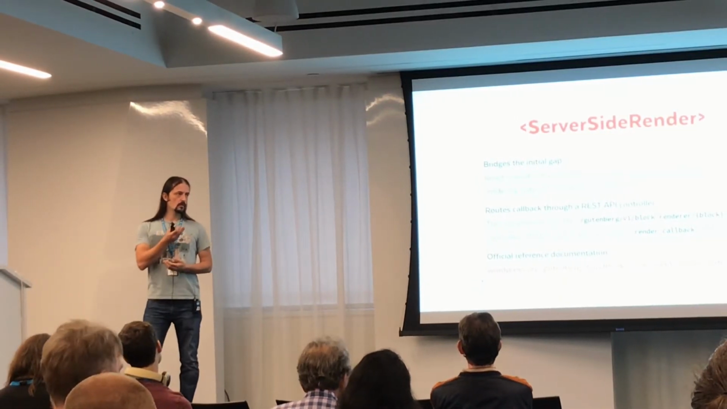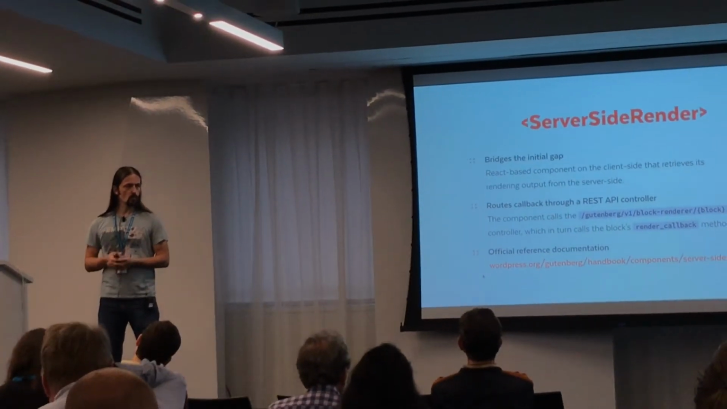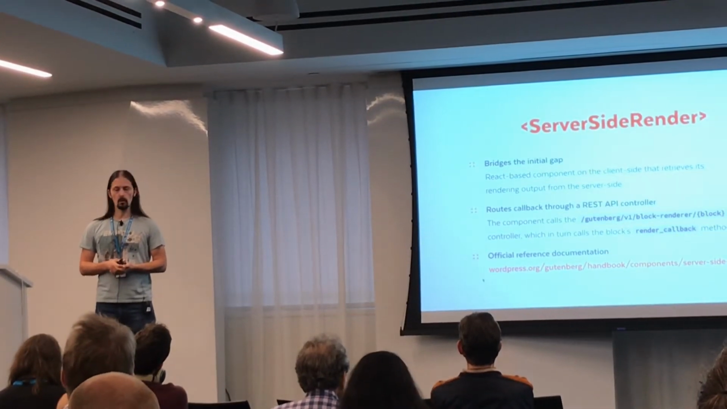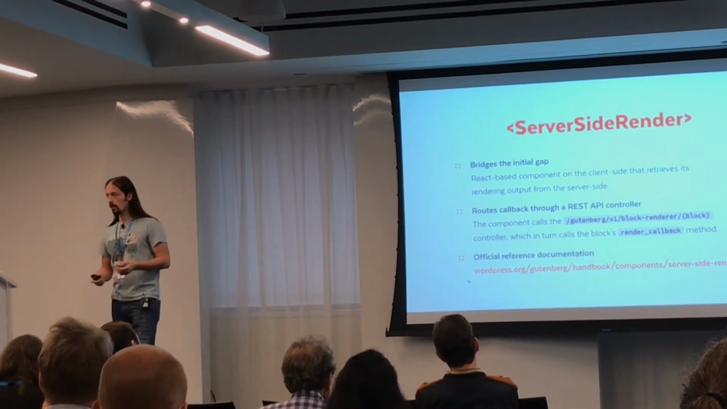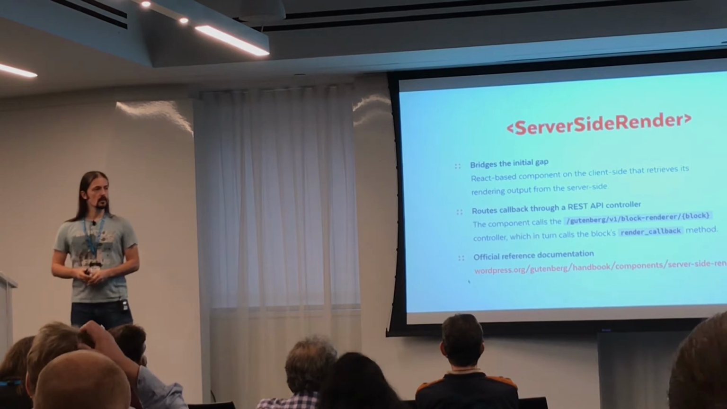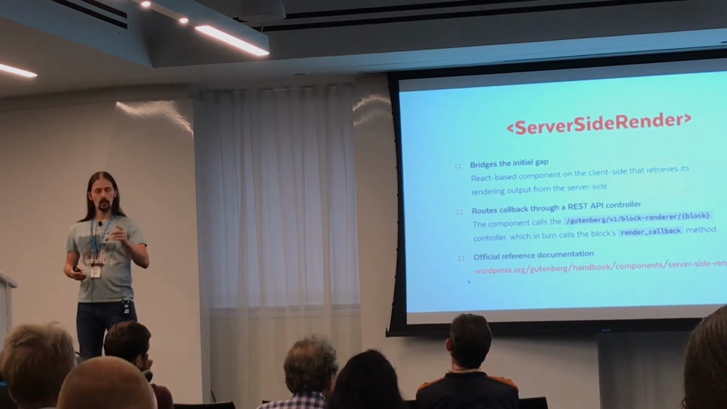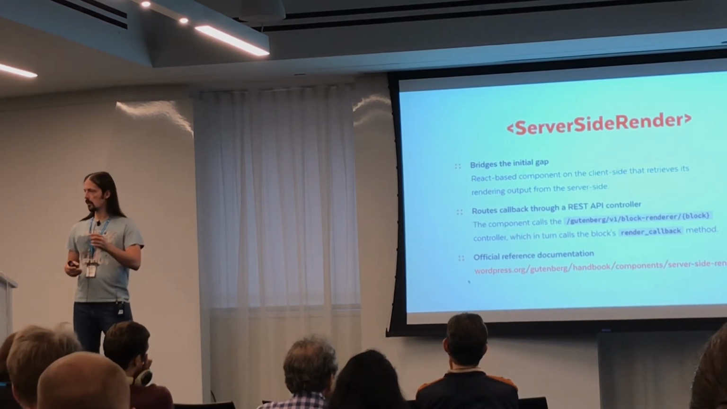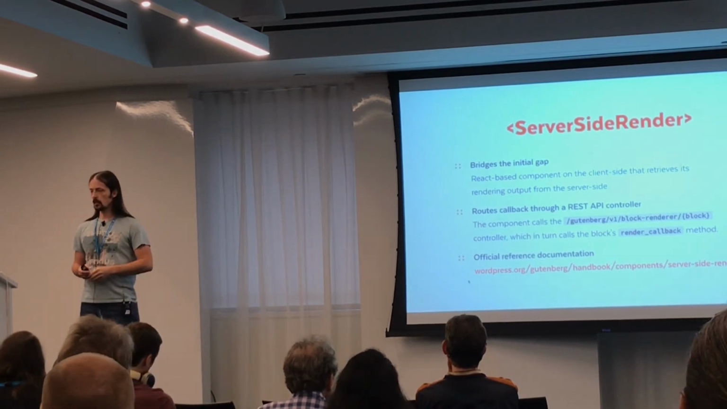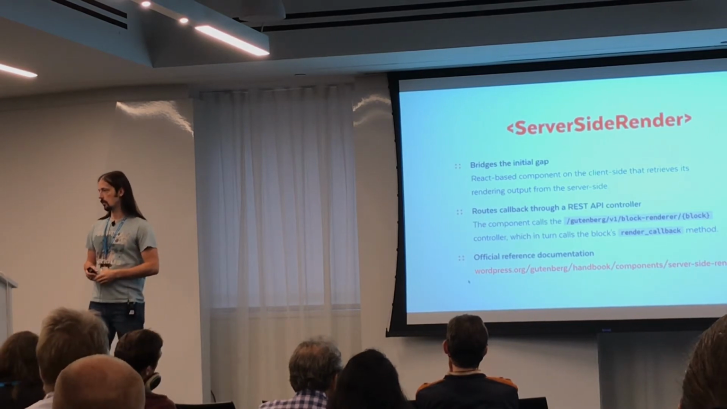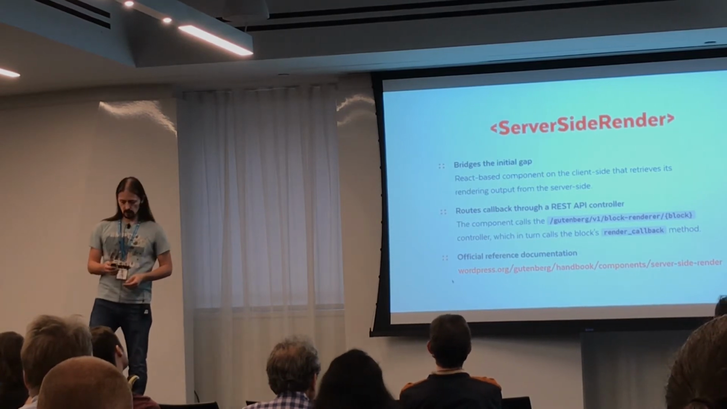As for the routes that are being called back, we currently use the Gutenberg namespace. I'm not sure this will stay like that forever. Probably it will change when it is merged into Core, but right now it's Gutenberg v1/block-renderer and then the name of your block. For this API endpoint, you will have registered a callback that maps to it, and as soon as Gutenberg wants to display your block, it will request the output from this API endpoint and thus trigger your PHP callback. You can find more documentation about this in the official reference.